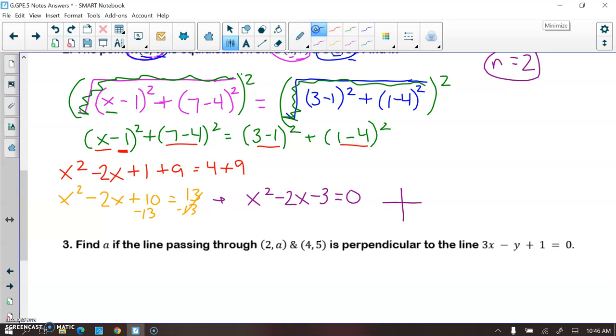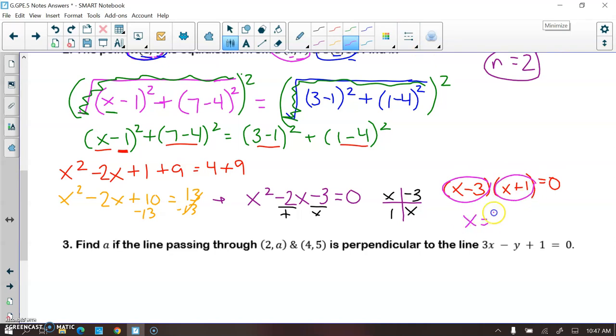So with the box method, I'm going to split up my x, and two numbers when multiplied together equal negative 3, but when added together equal negative 2, would be a negative 3 and a 1. That does not mean that x is negative 3 and 1, because remember, we need to do the binomials x minus 3 and x plus 1 and set that equal to 0. And then if we solve both of these for 0, we would get x is 3 and negative 1.